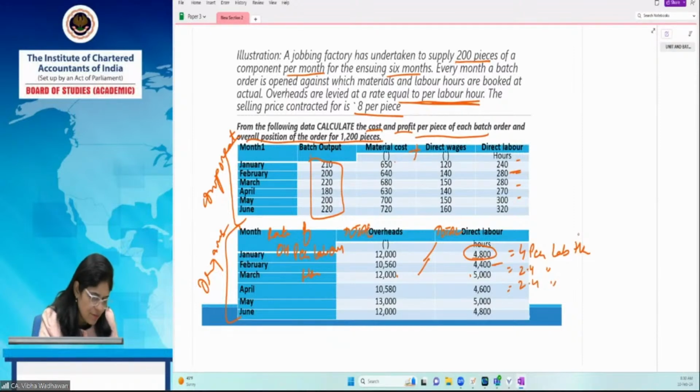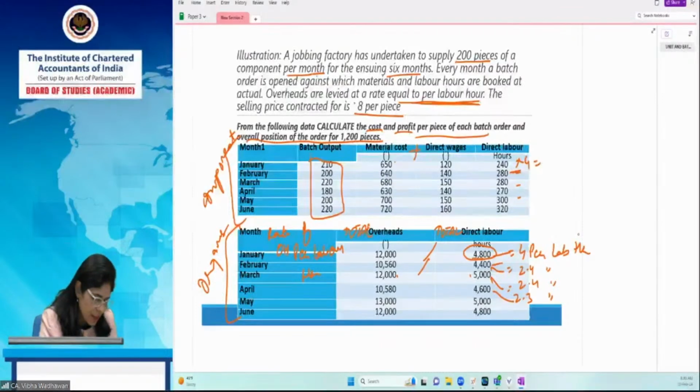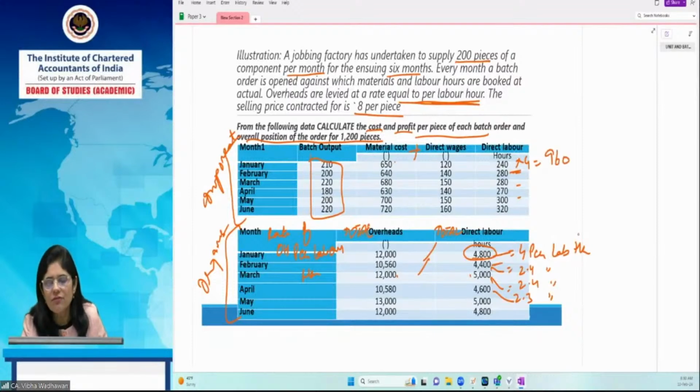Then 10,580 divided by 4,600. It's 2.3 per labor hour. This is for this. Clear? So likewise, we have to calculate. For the first it is 4 per labor hour, so 240 into 4. So the labor overhead rate we have calculated from the total information.